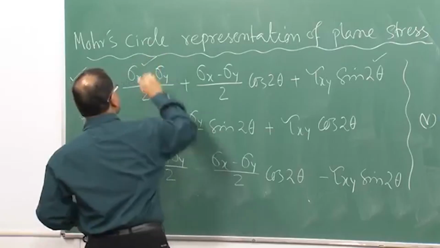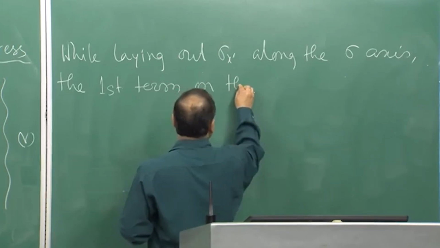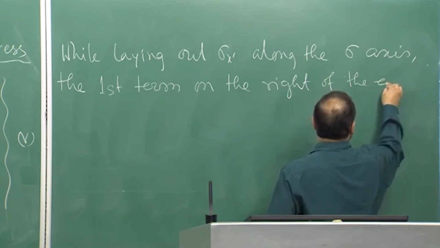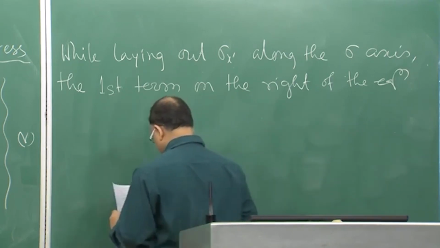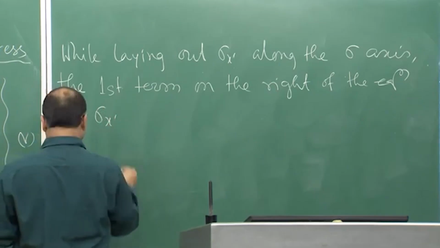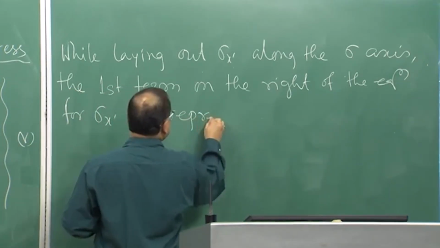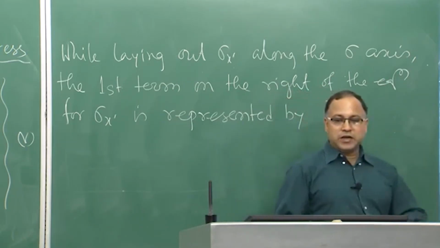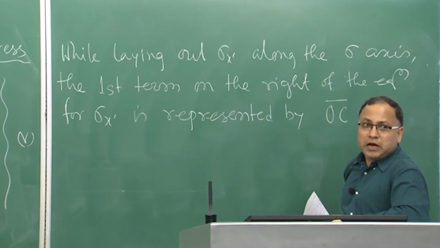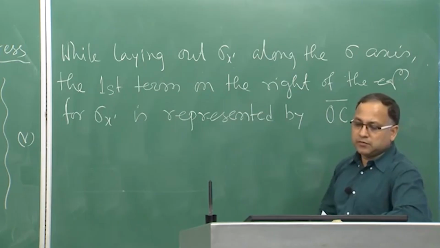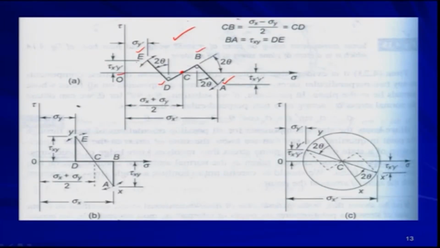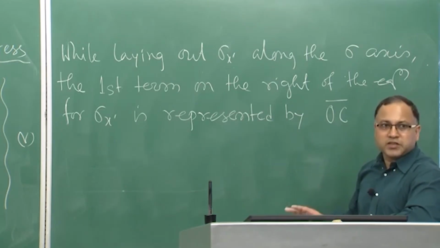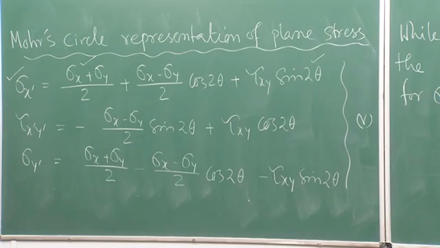That means this is the term on the right of the equation for sigma x prime, and it is represented by OC. If you look at the figure, you will get it. First I plotted the point C in such a way that OC, where O is the origin, is nothing but your sigma x plus sigma y by 2, right. I constructed the graphical representation in such a way that OC is nothing but the first term.